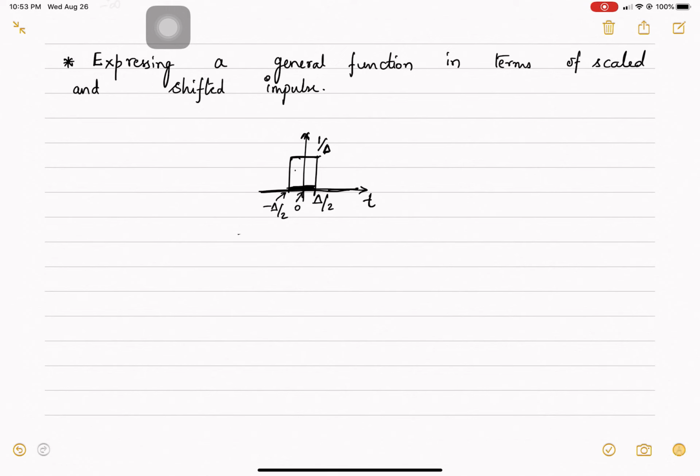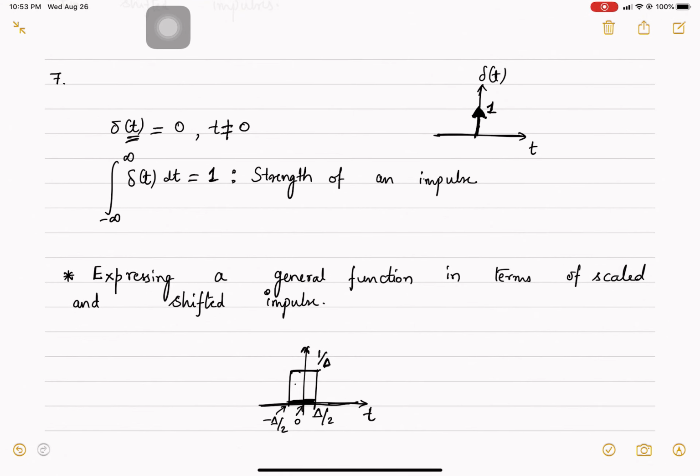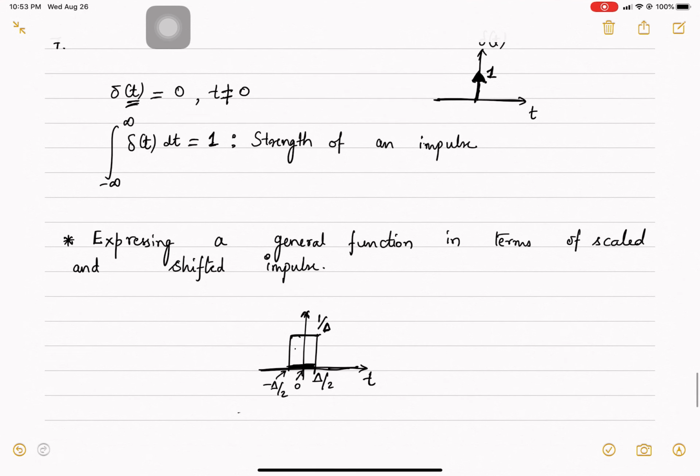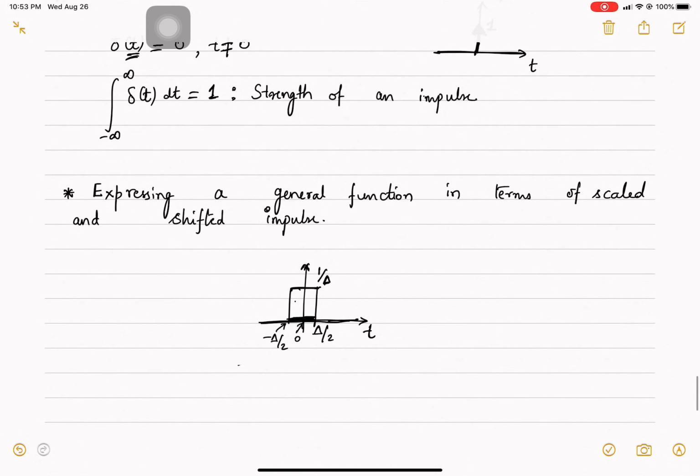It exists for t not equal to 0 also, so this cannot be an impulse. Now when can this pulse be an impulse? For this pulse to be an impulse, it has to satisfy these two conditions. Let's see what the area under this pulse is. The area under the curve is given by the integration here, and for an impulse the condition is that the area under the pulse should be equal to 1.